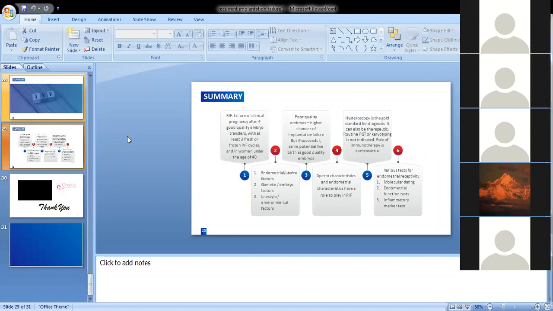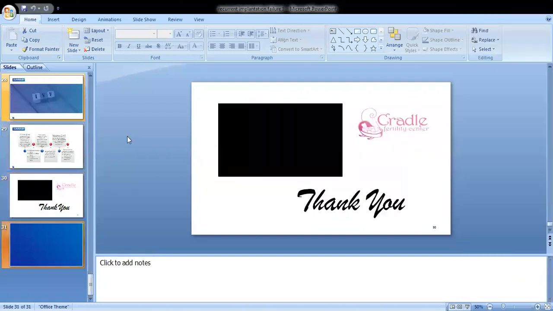Hysteroscopy is the gold standard for diagnosis and also for therapy of any intrauterine pathology or abnormality. Routine PGT or karyotyping is not indicated; it is on a case-to-case basis. The role of immunotherapy is controversial. There have been various tests of endometrial receptivity, molecular dating, endometrial function or inflammatory markers, but these are in the stage of development, and cost and technical difficulties are also an aspect. I hope these tests can give some guiding light in future for a perfect implantation. Thanking you, thanks all of you.